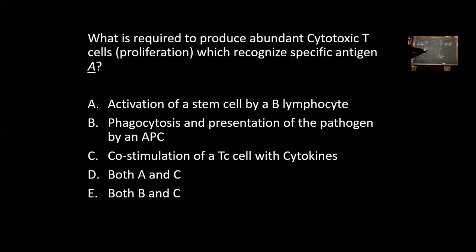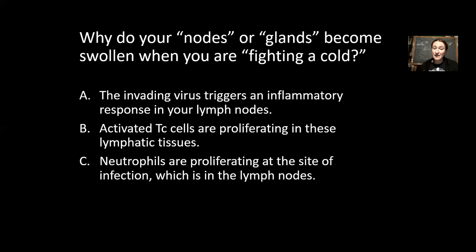Okay, and then all the descendants of this particular cell are then able to go into the blood, into the lymph, and they can actually kill whatever cells look kind of like that by releasing Granzymes, which pokes holes in those cells and causes their destruction. Okay, so the correct answer here would be E, both B and C.